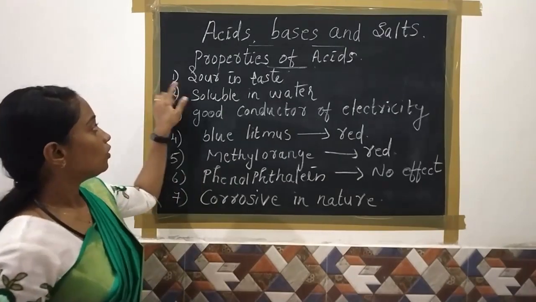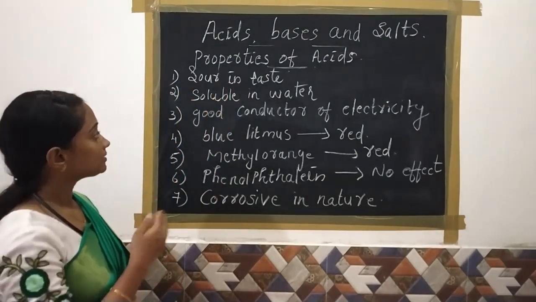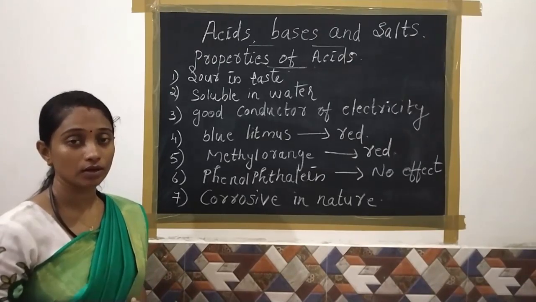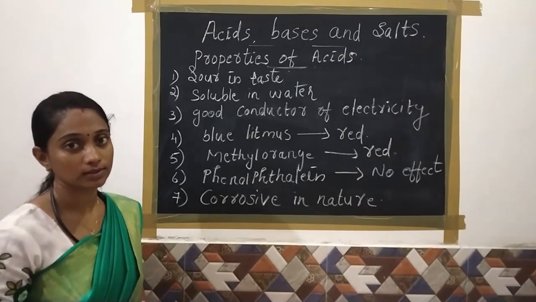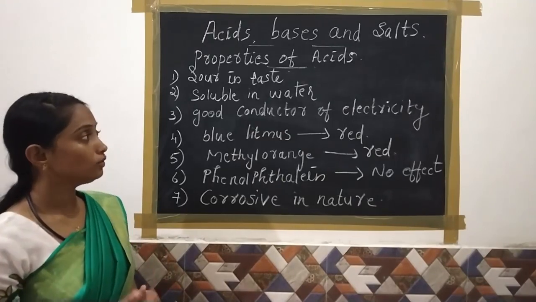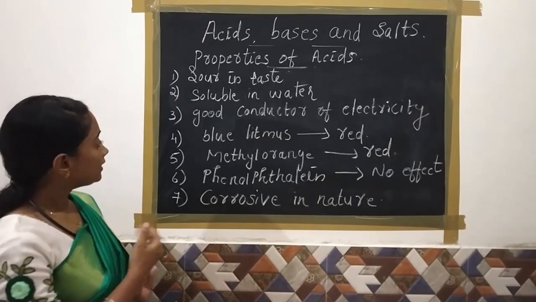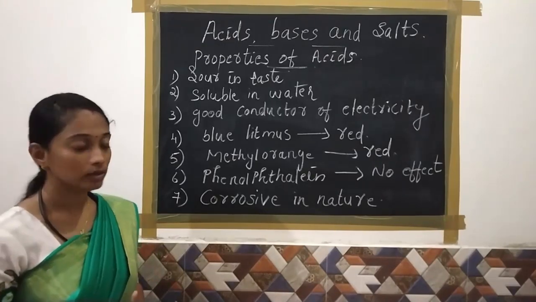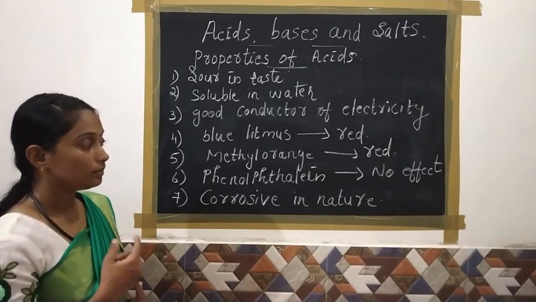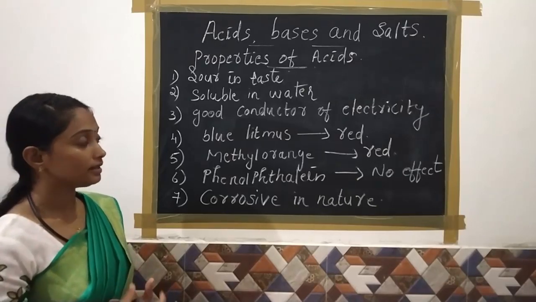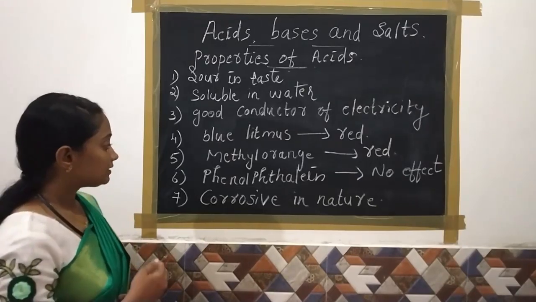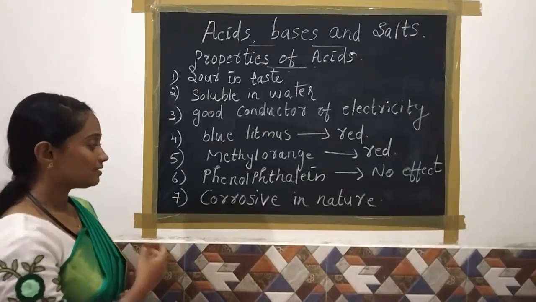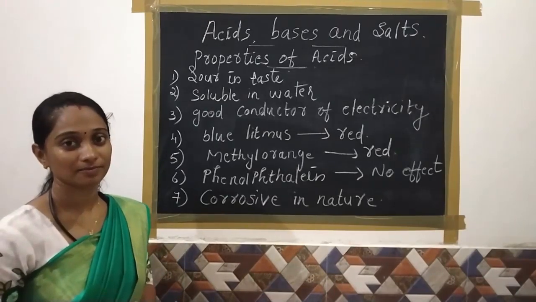Let us see the properties of acids once again. The first one: all acids are sour in taste. The second: they are soluble in water, and when dissolved in water they produce H plus ions. Third: they are good conductors of electricity. Fourth: all acids turn blue litmus paper to red. Fifth: they turn methyl orange to red. Sixth: they have no effect on phenolphthalein. And the last: they are corrosive in nature.